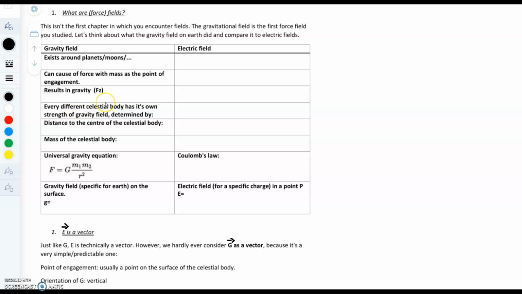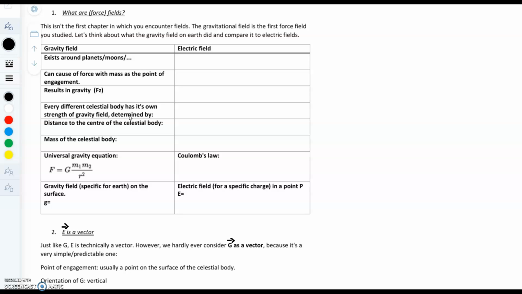Every different celestial body has its own strength of gravity field. We've used as an example in the third year, the gravity field on the moon is only 1.62 newtons per kilogram, whereas the gravity field on Earth is 9.81 newtons per kilogram on average. So it just depends on the celestial body you're talking about.